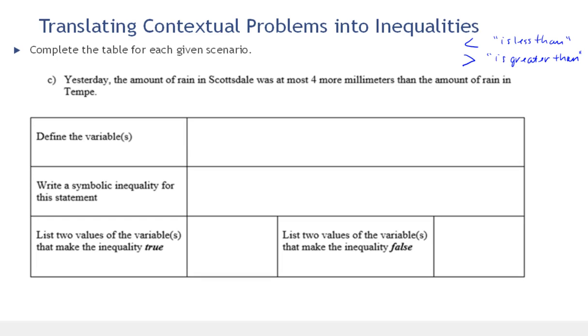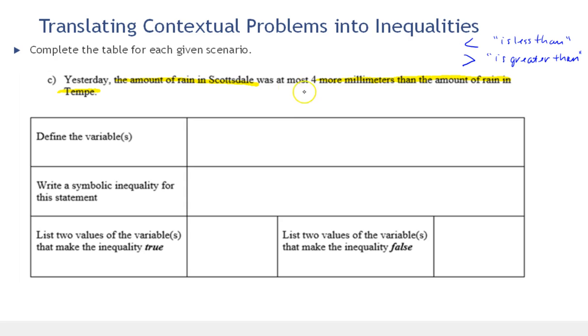In this video, we're going to continue translating contextual problems into inequalities. Let's read the next one. Yesterday, the amount of rain in Scottsdale was at most 4 more millimeters than the amount of rain in Tempe.